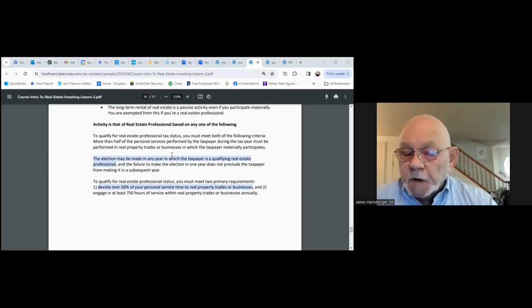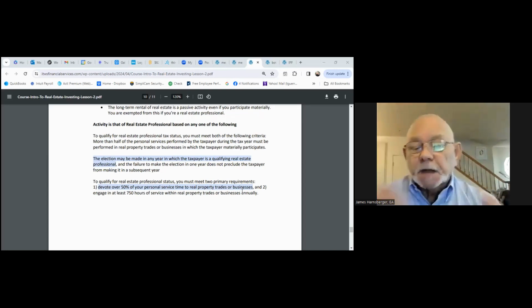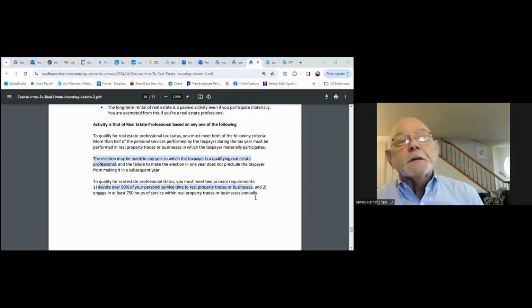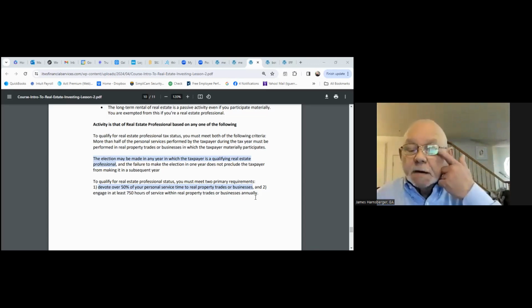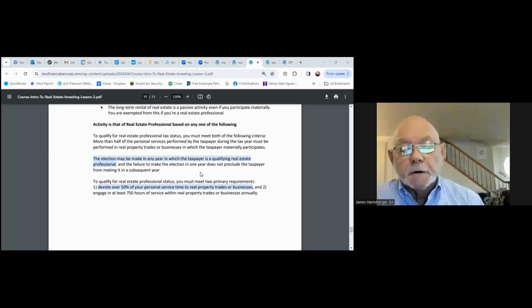In order to qualify for the test of a real estate professional status, you must meet these two primary requirements: devote over 50% of your personal service time to real estate trades or businesses. So if you have a corporate management conduit, that's a trade or business, and engage in at least 750 hours of service within real property trades or businesses annually. That's about 15 hours a week times 52 weeks, and that's how you get up to 750 hours. You can get there pretty quick, but you got to keep some record.